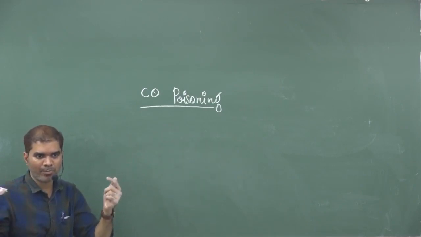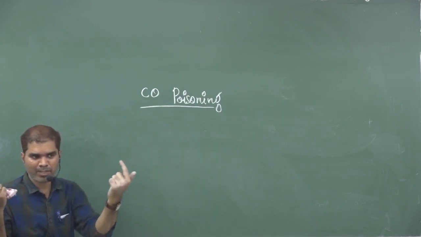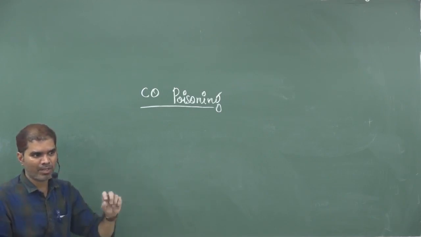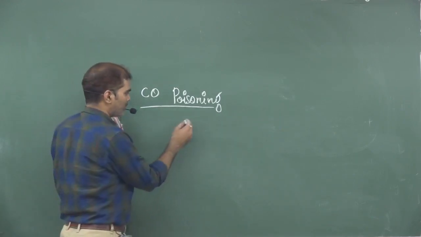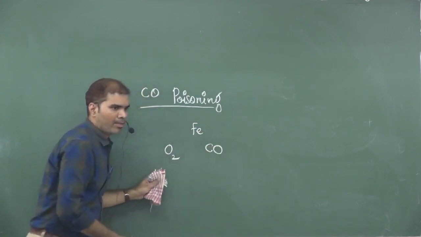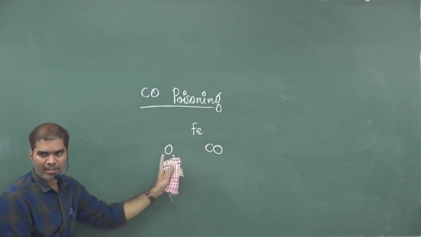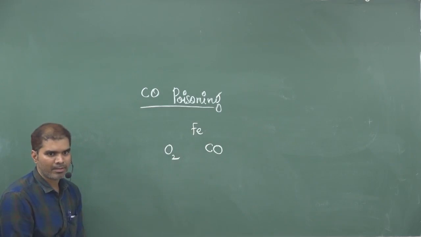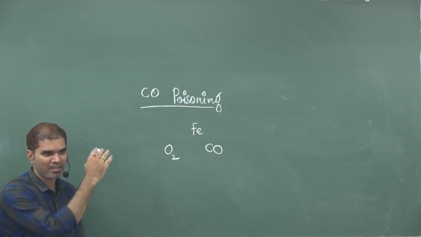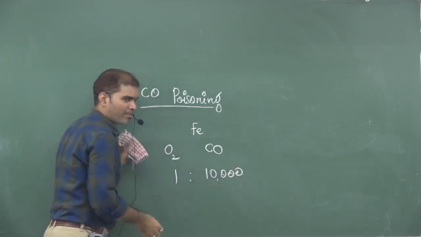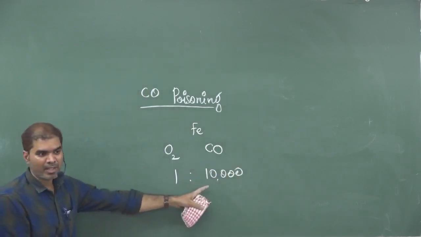So if I give carbonyl and oxygen, iron will take up which one first? Carbonyl. What is the affinity for iron to attach to carbonyl? How many times could it be greater? Suppose I'm taking iron, I'm giving oxygen and CO to iron. How many times is iron's affinity greater for CO compared to oxygen? Maybe 2 times, 3 times? How many? 300 times. Okay, 300 is a very big number. Not even 300, it is about 10,000 times.